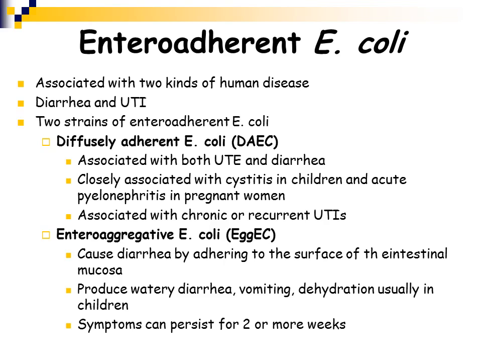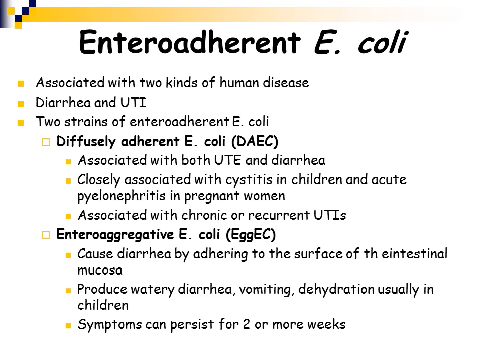It's associated with cystitis in children and pyelonephritis in pregnant women, and it's also associated with chronic or recurrent UTI. So individuals that get a urinary tract infection and it seems to go away, and 3 weeks later they get another urinary tract infection and it goes away, and then a month later they get another one. So there are many individuals that get these recurrent UTIs.